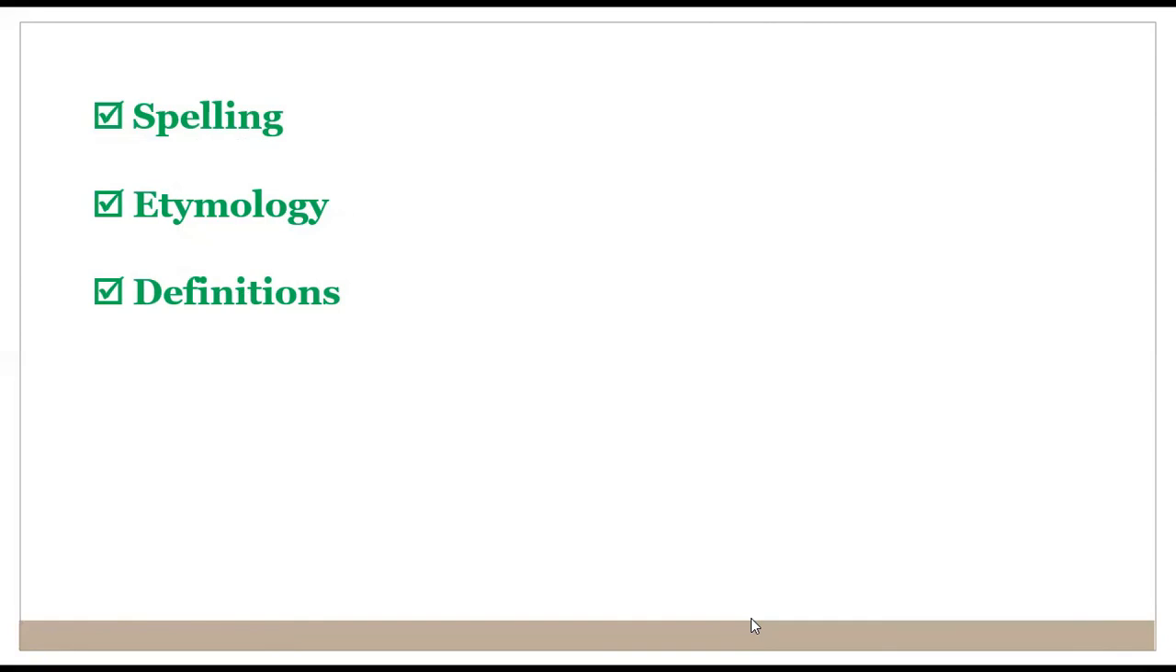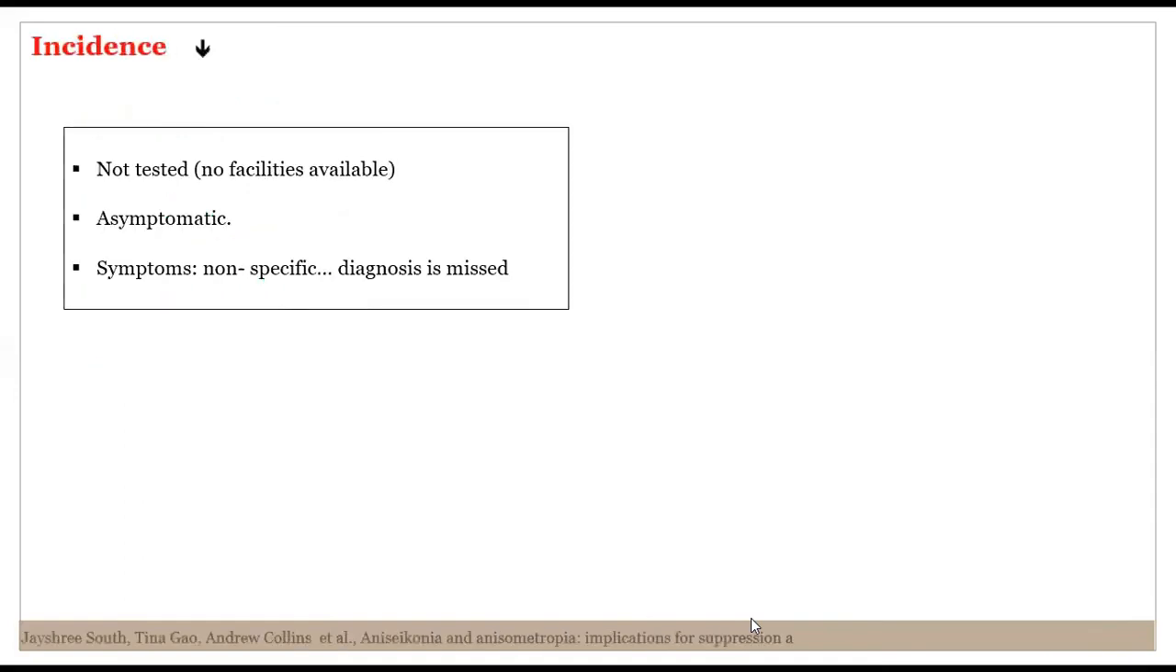Now we have completed these points, but I want to end our presentation with another last point, which is about the incidence. The incidence, as you might expect, is underestimated. Maybe because it is not tested, so we don't have the facilities to document the presence of aniseikonia or to measure its amount, or perhaps patients are asymptomatic or give us non-specific symptoms, so the diagnosis is missed and aniseikonia can often go unnoticed.